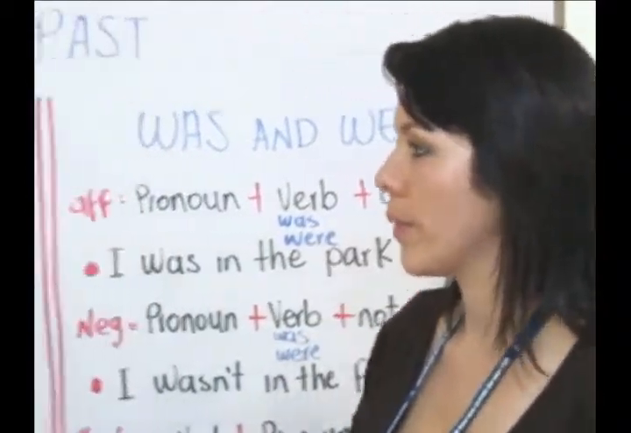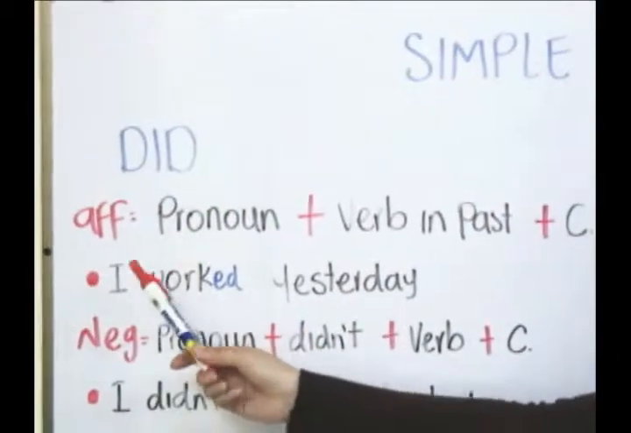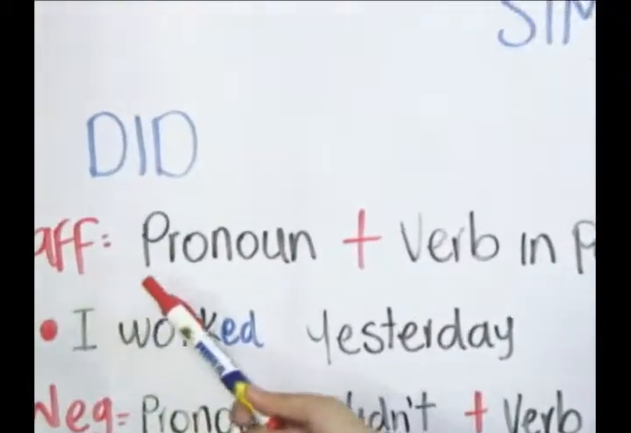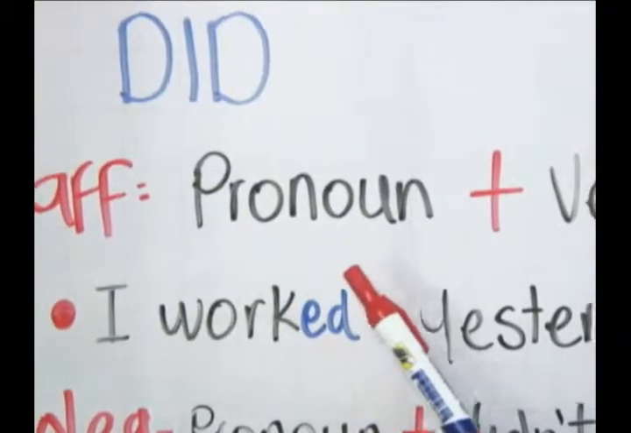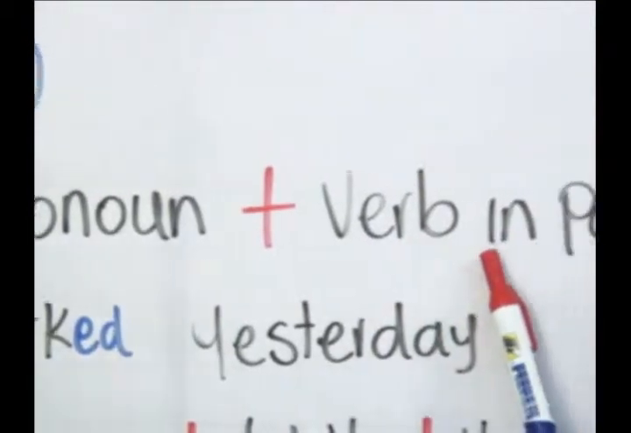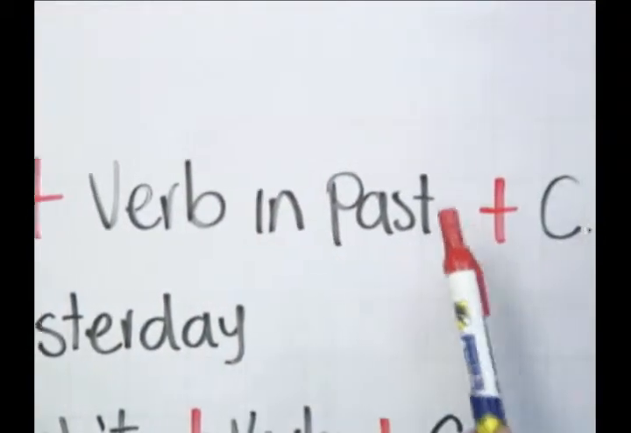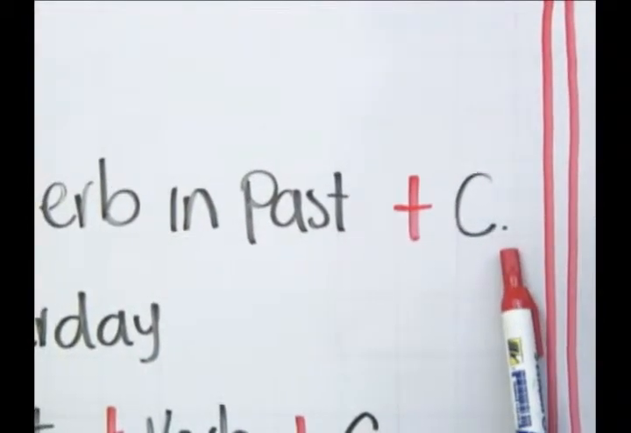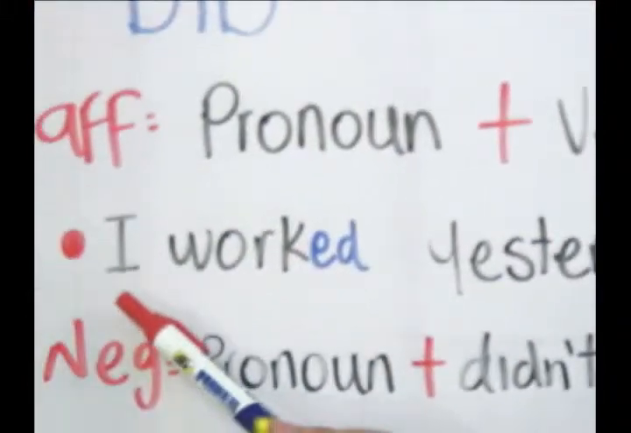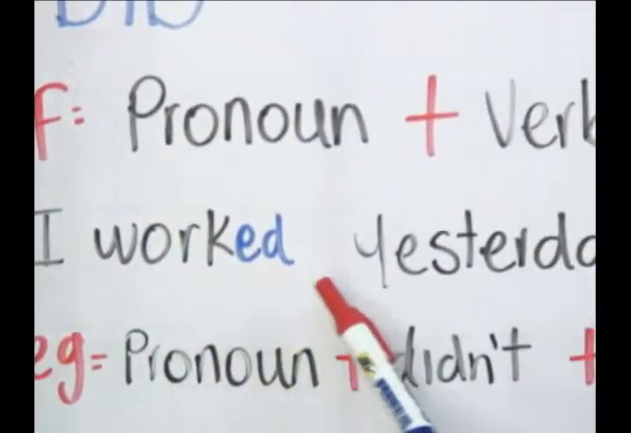Simple past refers to a finished action in the past. The first topic we are going to work on is about the auxiliary did. Continue with the example. Statements. In the affirmative, we have pronoun, after the pronoun, the verb in past, and the complement. Example. I worked yesterday.